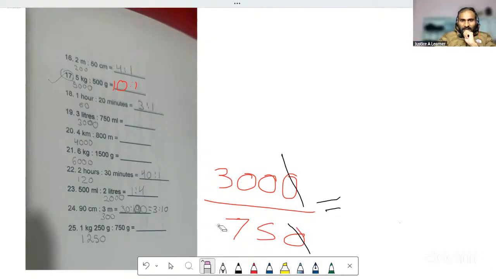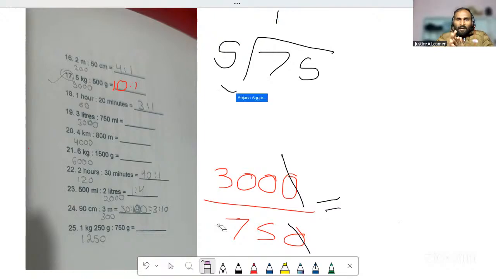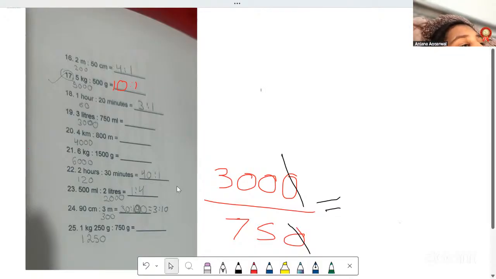You can try with 5. 75 can be divisible by 5. Why are you doing it that way? It can directly be done. 5 1s are 5 and remaining 2, 25. So 5 5s are 25. So 15 times 5 is 75. It's harder that way.